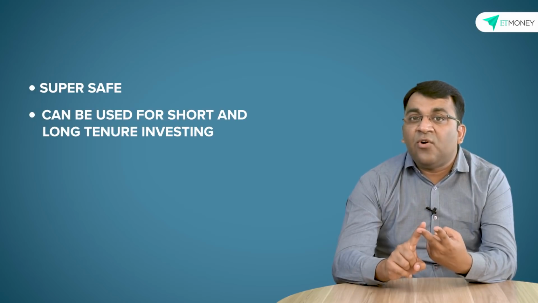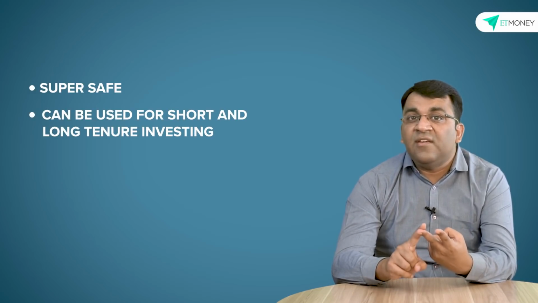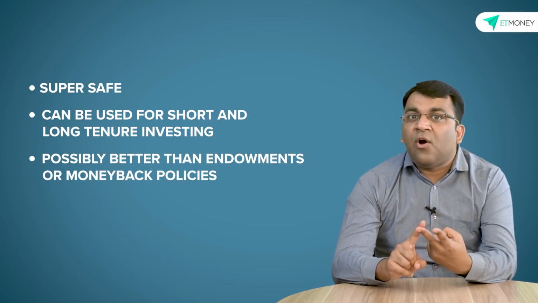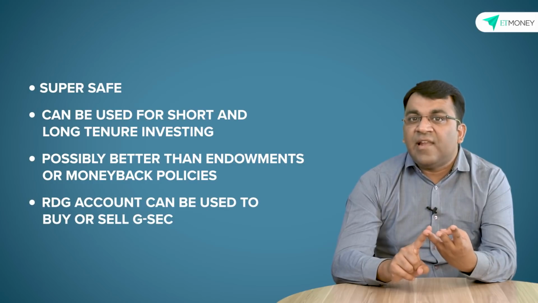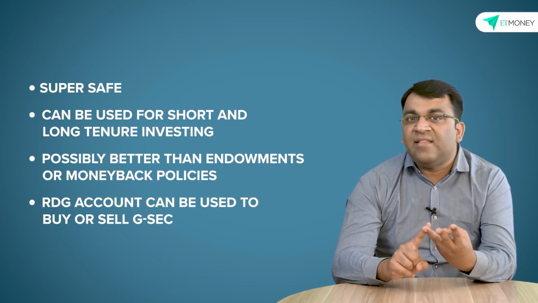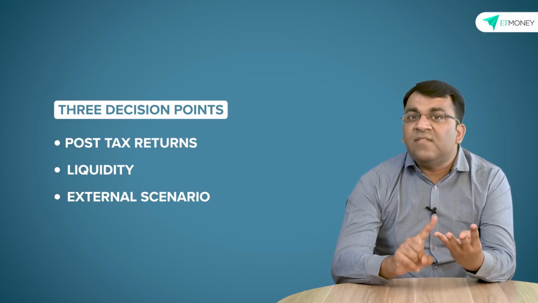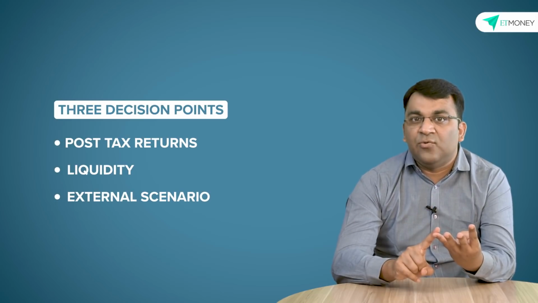Okay, so to put it all together, government securities are super safe. You can invest in them for short tenures like 3 months and also have them for the next 20, 30, 40 years, which sort of makes them a better alternative to an endowment or a money back policy. Individual investors like you and me can now use a retail direct GILT account to buy and sell these securities. And finally, one needs to keep in mind 3 decision points: the post-tax returns, the liquidity, and the external scenario.